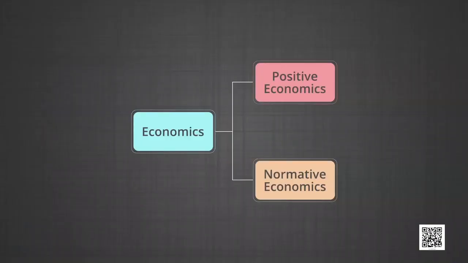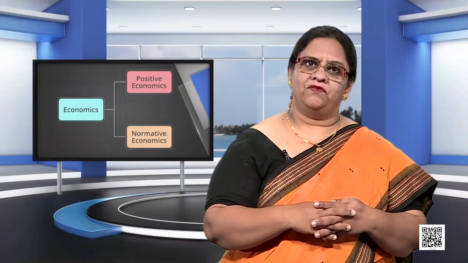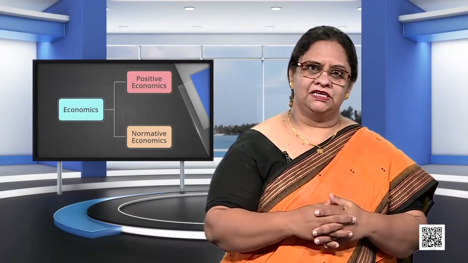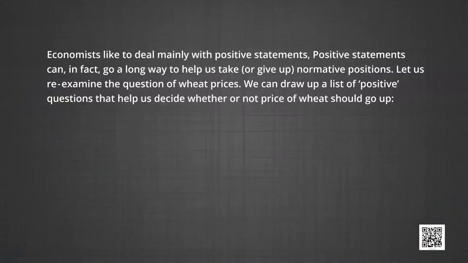An example of a positive statement is, consumers buy more wheat if the price of wheat falls. This statement can be verified by observing consumer behavior. It is based on facts. Normative economics, on the other hand, is that branch of economics that deals with what should be. It is based on value judgments and is subjective. An example of a normative statement is, the price of wheat ought not to increase because if it does, what will the poor eat? Economists like to deal mainly with positive statements.